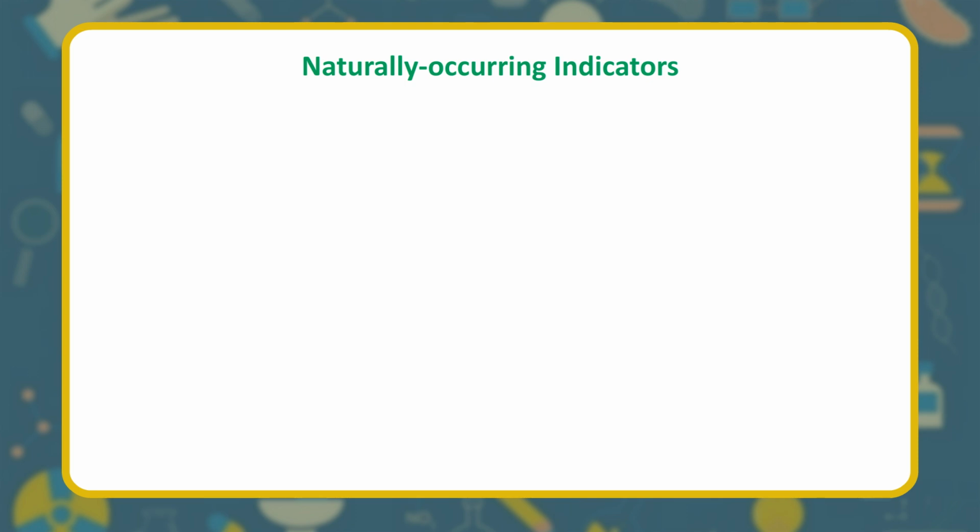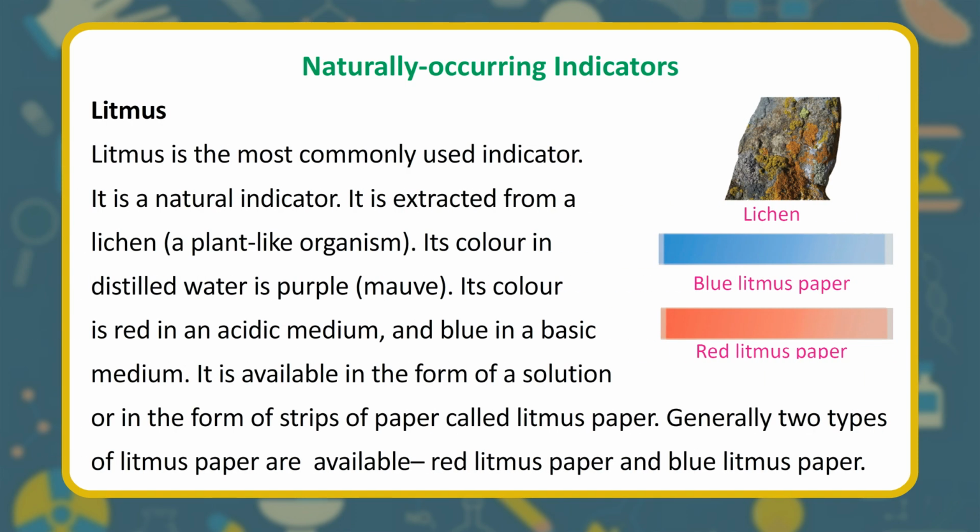Naturally occurring indicators. Litmus. Litmus is the most commonly used indicator. It is a natural indicator extracted from a lichen, a plant-like organism. Its color in distilled water is purple, mauve. Its color is red in an acidic medium, and blue in a basic medium. It is available in the form of a solution or in the form of strips of paper called litmus paper. Generally, two types of litmus paper are available: red litmus paper and blue litmus paper.